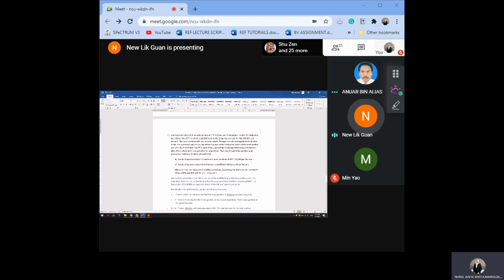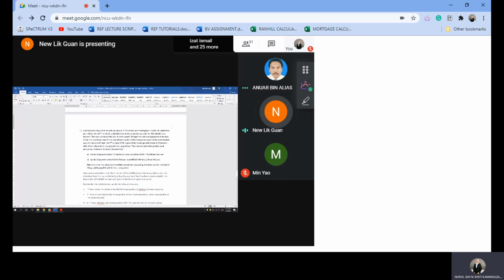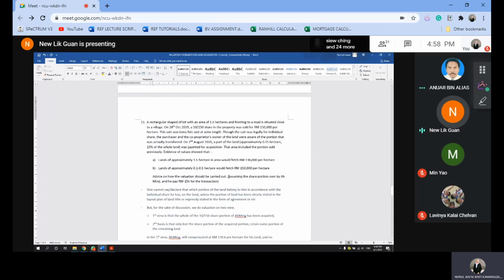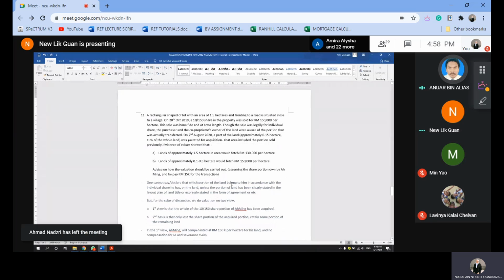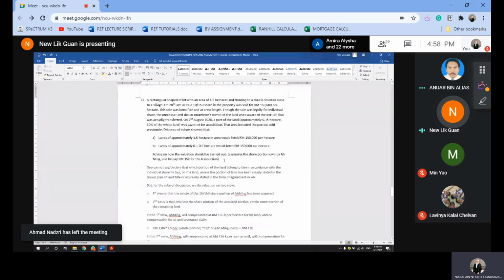So the evidence of value shows that a land of 1.5 hectare fetches a lower value, which is 130k per hectare, but a land of smaller size fetches a higher value. And then it asks for advice on how valuation should be carried out. So, for the sake of discussion, I have assumed the share portion is owned by Ameng, the person here, with the 10 over 150 share, and he paid 15k for the transaction. Actually, I calculated this based on the market price. So this is my answer to this question.